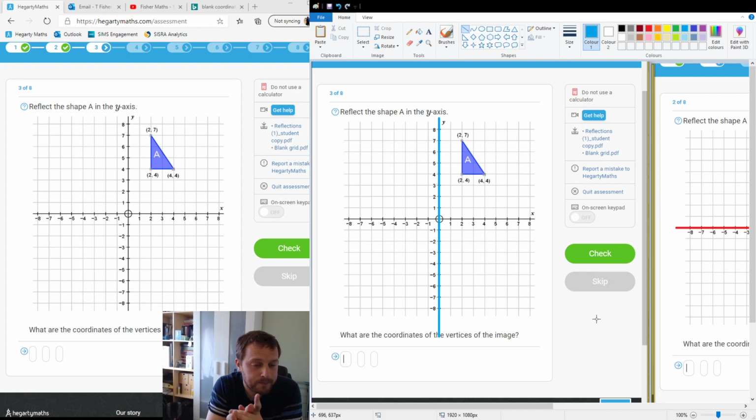So this time, right and left are going to be flipped, and the up and down will stay the same. So let's have a look at how that works. For example, let's look at this coordinate here, 2, 4. Where does this go if I'm using this blue line here as my mirror line? So it was 2 along and 4 up, 2 to the right and 4 up. Now it's going to be 2 to the left and 4 up.